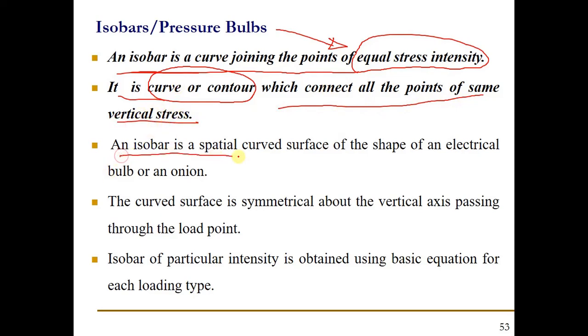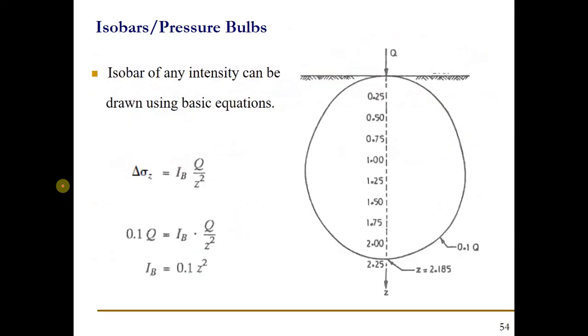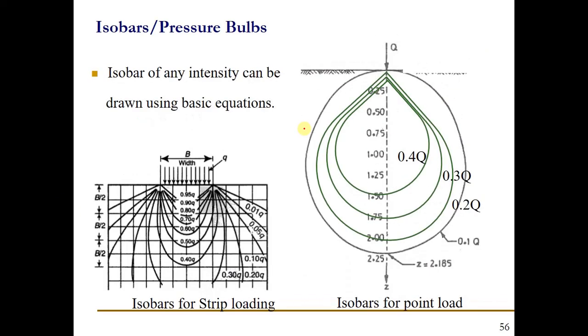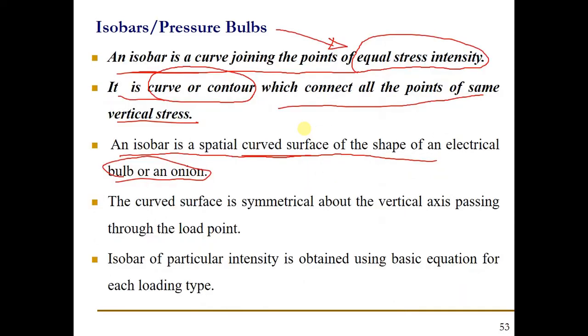An isobar is a special curve shaped like a bulb. The curved surface is symmetrical about the vertical axis passing through the load point. So these are the isobars we are discussing here.